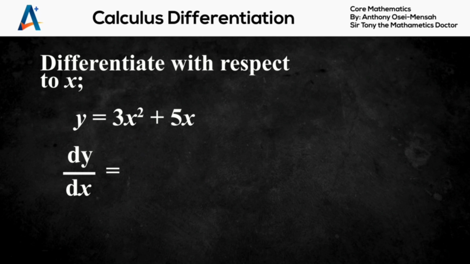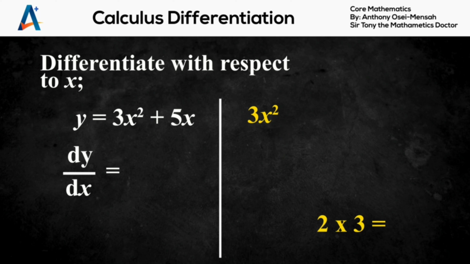So this is what I mean. Let me do a rough work to show you that. Now I have 3x squared as my first term. Now the power of this term is 2. I will use this power to multiply the coefficient, which is 3. So 2 times 3 will give me 6. Now I won't repeat x squared, but rather I will reduce the power by 1. That is to say, I will subtract 1 from this power 2, making it x raised to the power 2 minus 1. And x raised to the power 2 minus 1 will give us x raised to the power 1. That is 6x raised to the power 1.